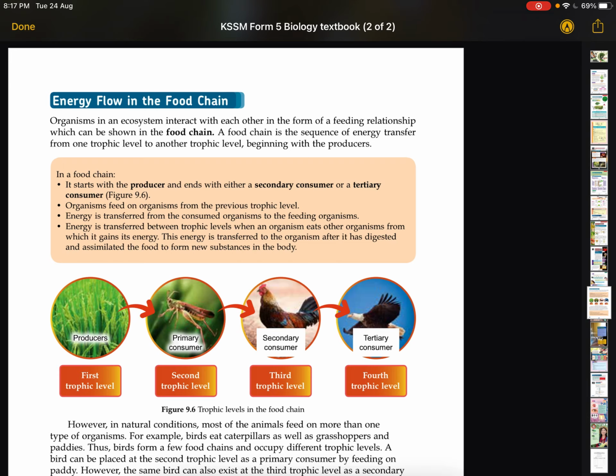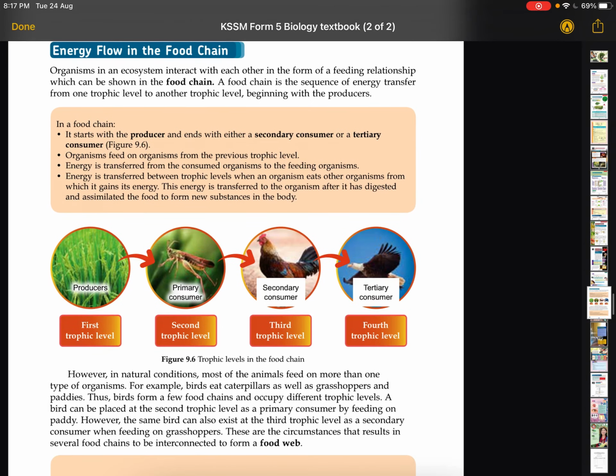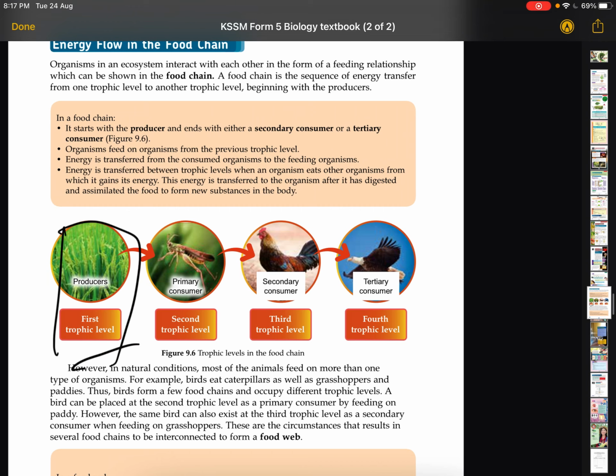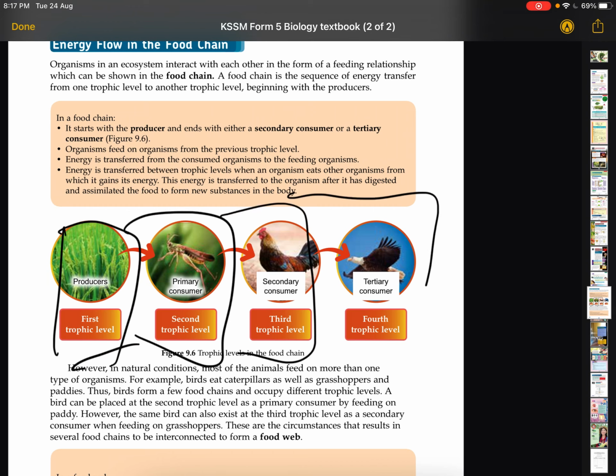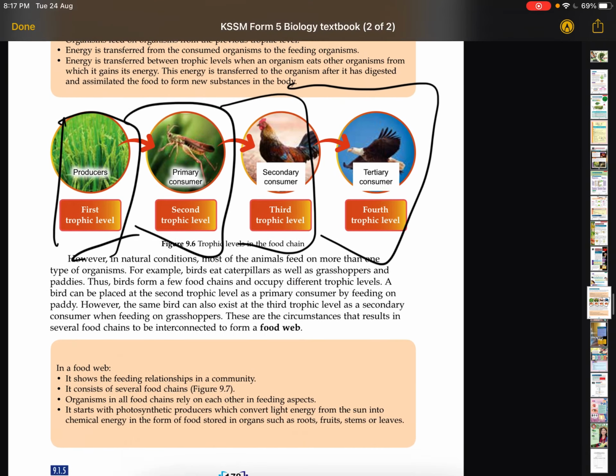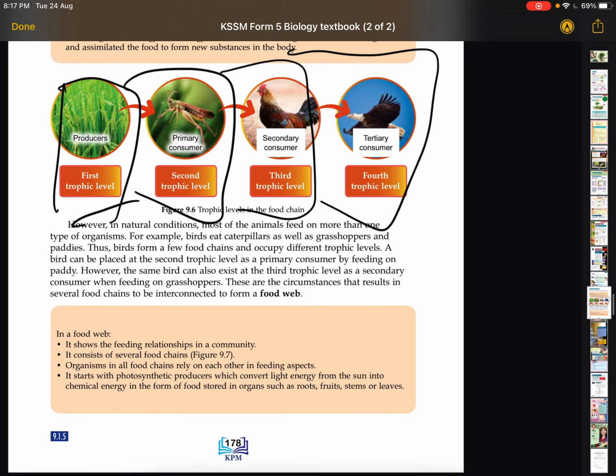Next will be energy flow in the food chain. So in the food chain, as I said earlier, it always starts with the plant. But you must remember, do not say that energy comes from the plant. Energy comes from the sun, but the food chain starts from the plant. That will be the first trophic level. The second trophic level will be your primary consumer, your third trophic level will be your secondary, and your fourth trophic level will be your tertiary.